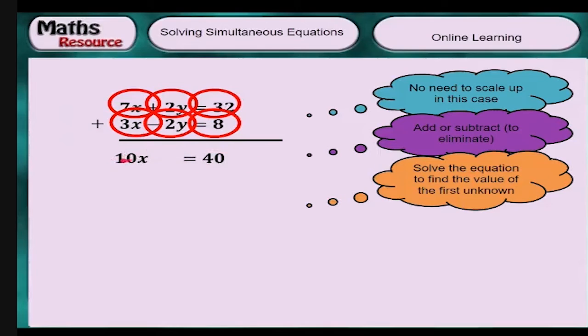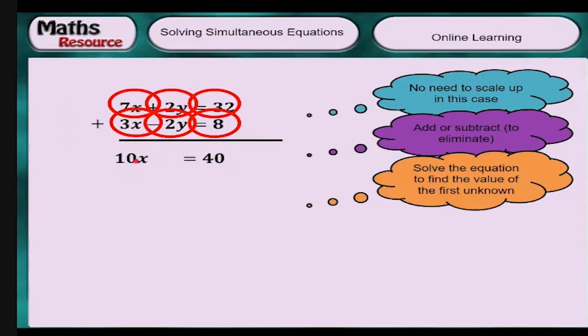Now I can solve the equation, can't I? I want x on its own. Depends which way you do it. What I tend to do is I say, well, I want to get rid of the 10 from the 10x. So I'm going to, remember it's 10 times x, I'm going to divide by 10. Divide by 10 this side, divide by 10 that side.